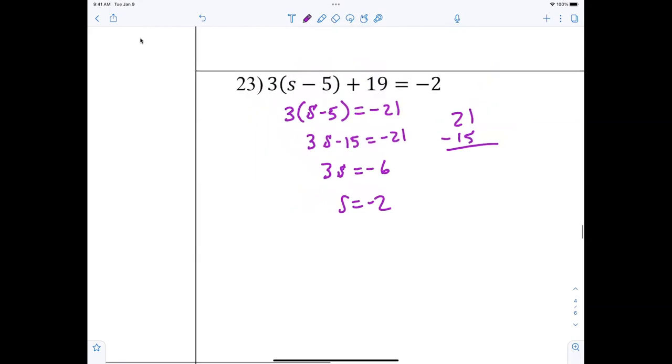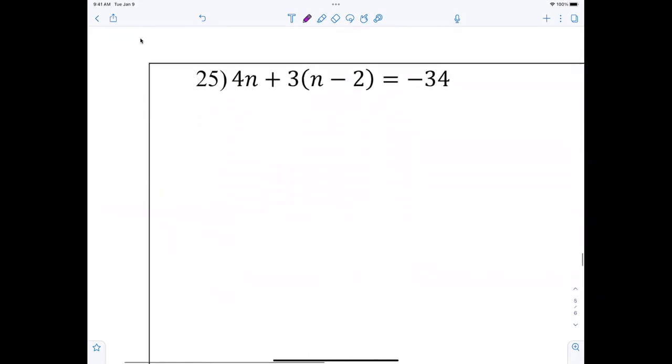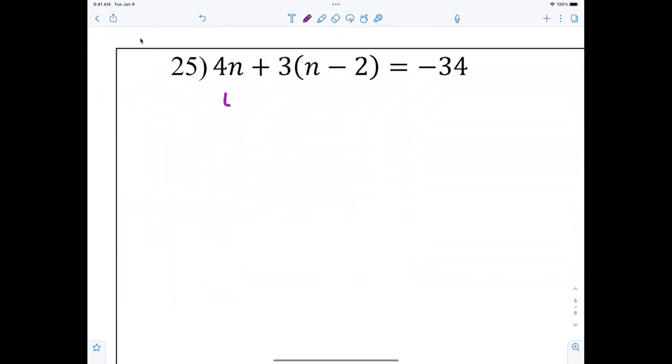All right, come on, guys. Let's get to work. Lots of ways to solve that. You could have divided by 3 and got negative 7 and then added 5 to get negative 2. All right, next, let's go. Yes, ma'am.